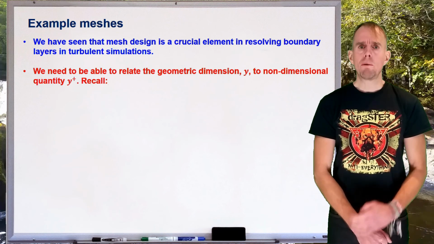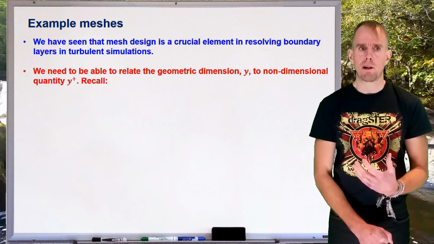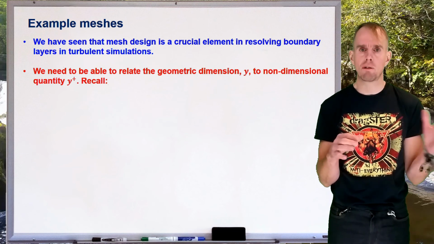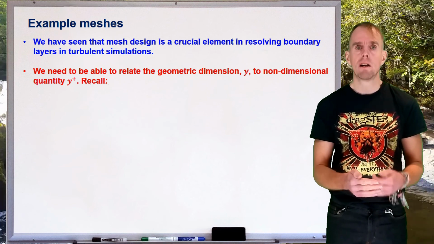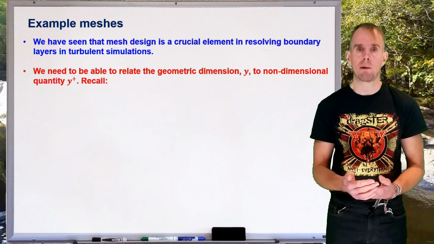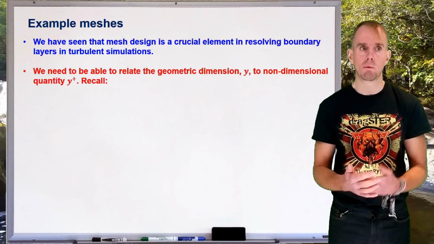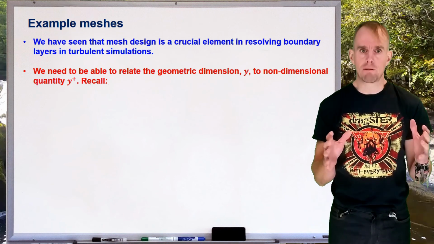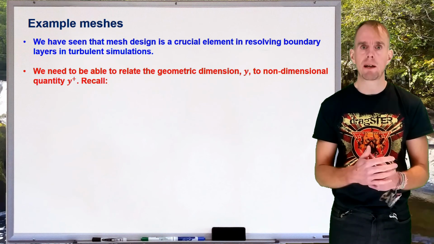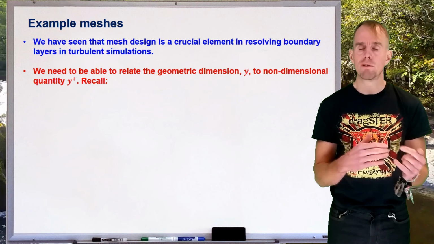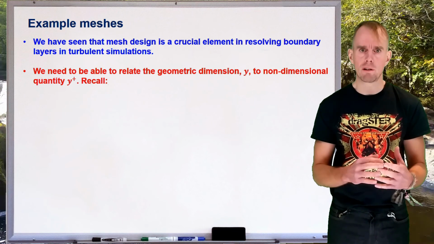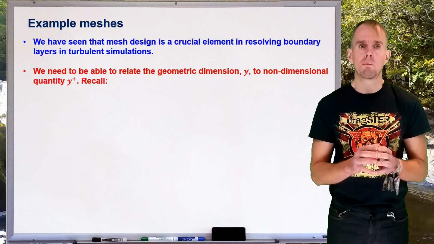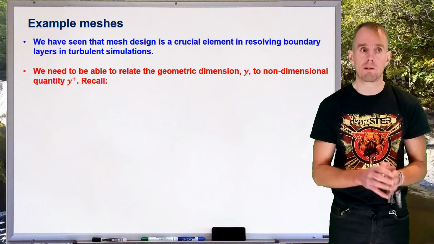Now, when we're designing the mesh for our physical situation, we need to be able to relate the actual geometric distance away from a wall, which we're calling y, to our non-dimensional world, where we have all our quantities defined, which we call y+. In our non-dimensional world, we know that y+ around 5 gives us the viscous sublayer, up to 30 gives us the buffer layer, and over 30 gives us a turbulent core, and so on and so forth. And all the placement guidelines are with respect to these non-dimensional quantities.